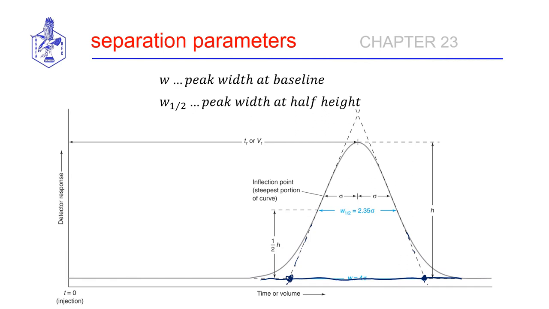Sometimes it is more convenient to measure the width of the peak at half the maximum height. So if the maximum height of my peak is this tall, if I come half of the way up, that's right here. So sometimes it's convenient to measure the width of the peak halfway up. If there's some funky stuff happening at my baseline, sometimes this is a cleaner measurement of the width of the peak. So this is the width of the peak at half height.